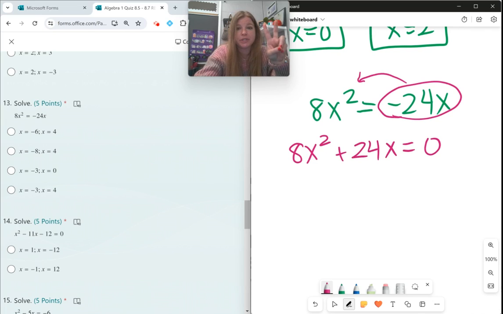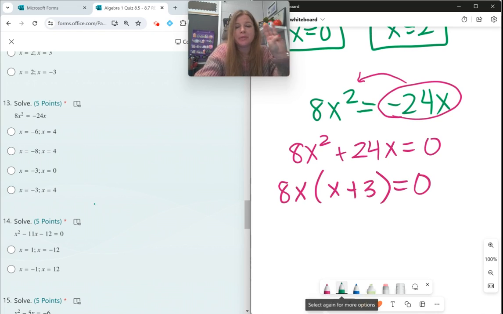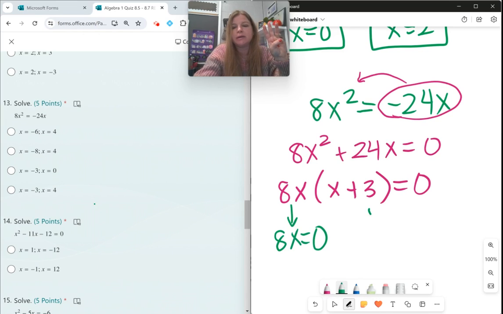I then need step 2, factor. I can factor out 8x out of both of those terms. And then step 3, set each factor equal to 0. So I set 8x equal to 0. I set x plus 3 equal to 0.